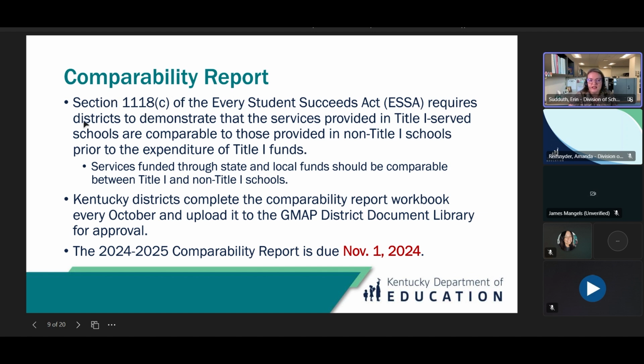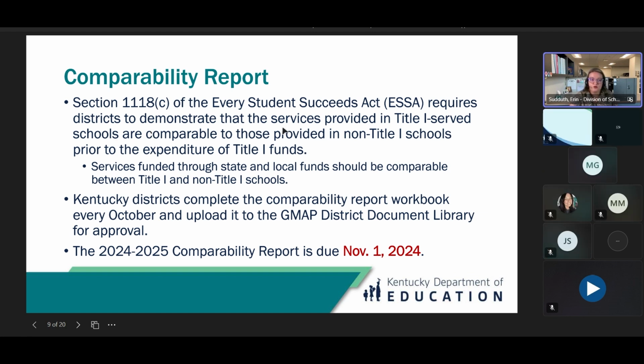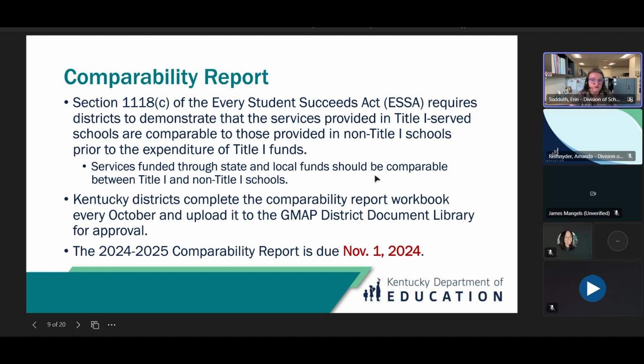So comparability is a requirement in ESSA. It's in section 1118C. And this requirement is just that districts have to demonstrate that the services that are provided in Title I schools are comparable to those provided in non-Title I schools before any Title I funds are spent. So this is focusing on services funded through state and local funds.